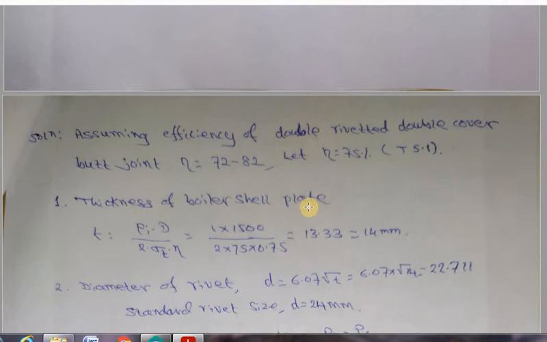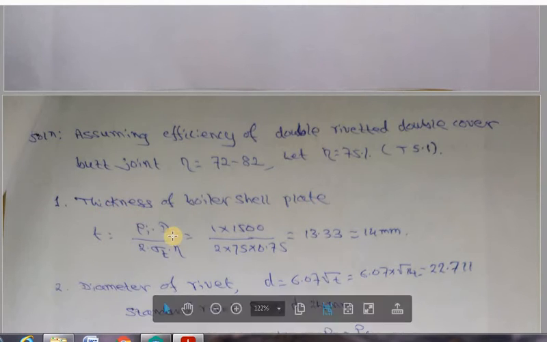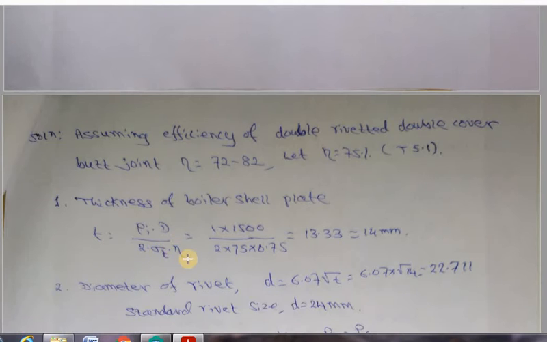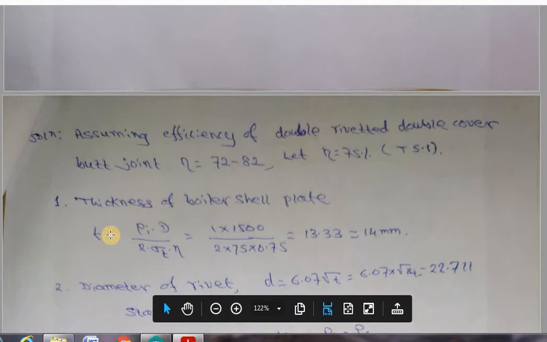So thickness of the boiler shell, first I calculate: t is equal to P d divided by 2 sigma into eta. This is from the thin and thick cylinder examples studied in mechanics of materials. That equation itself is taken here, only thing is that it is divided by efficiency. This equation is available in the design data. P stands for internal fluid pressure, D is the drum diameter, sigma is permissible tensile stress value for the plate material, eta is the joint efficiency.